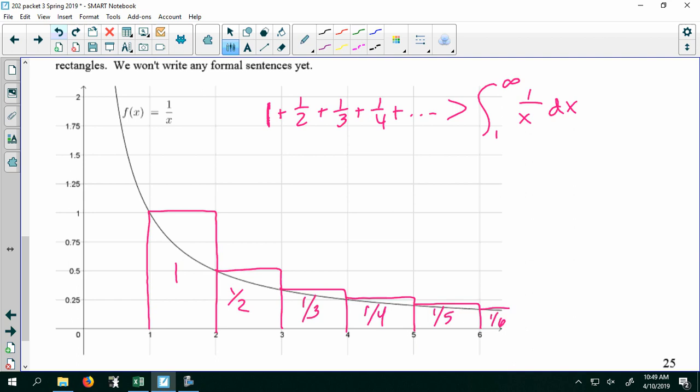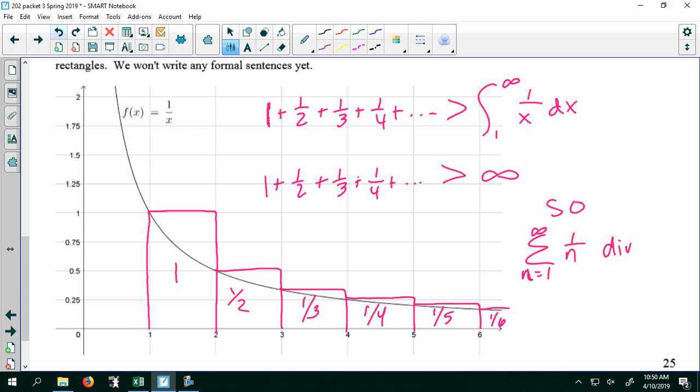What do you know about the integral from 1 to infinity of 1 over x dx? It diverges. Yes, we know that that area is infinite from the material that was on the previous test, right? So this is infinite. So my sum, 1 plus a half plus a third plus a fourth, is larger than something infinite, which makes it also infinite, right? So this sum must diverge. The sum from n equals 1 to infinity of 1 over n diverges.